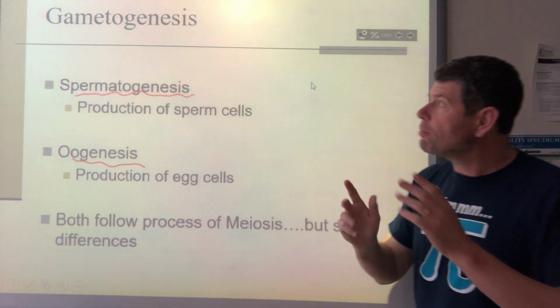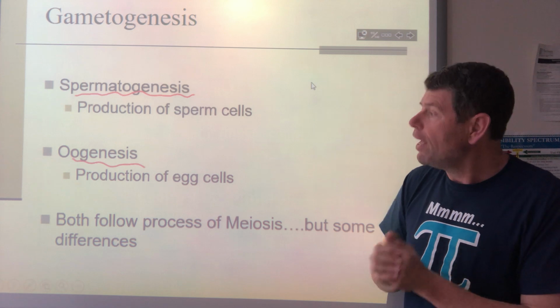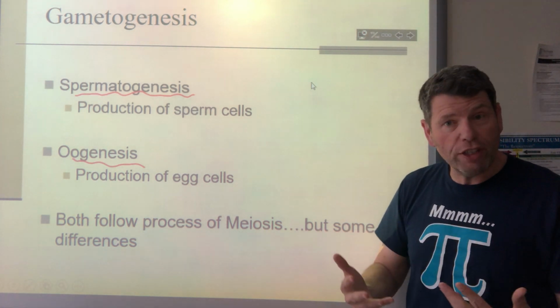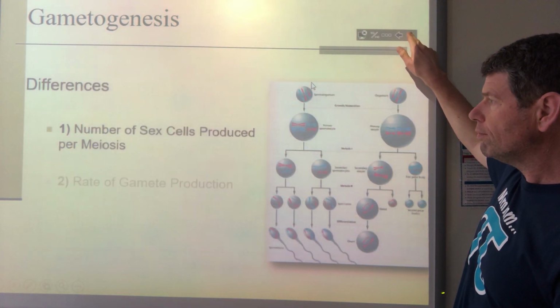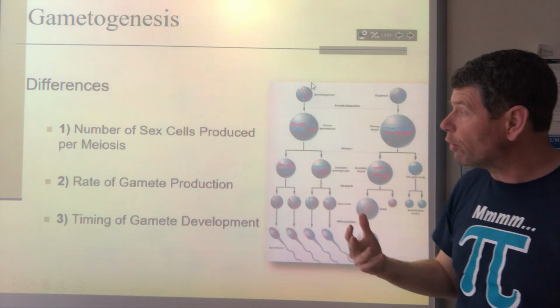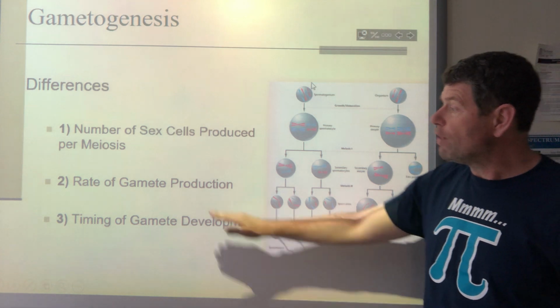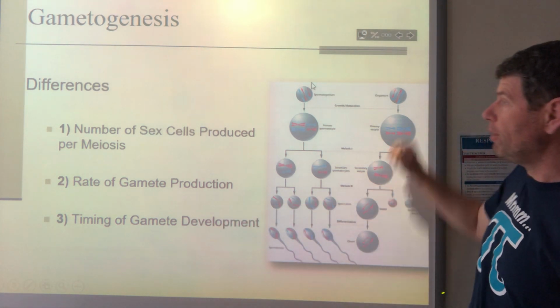The two forms of gametogenesis for humans, of course, are spermatogenesis, the forming of the sperm, and oogenesis, the production of egg cells. We're going to compare these two processes. There's three major differences that we're going to talk about very quickly: the number of cells that are produced, the rate of gamete production, and the timing of the gamete development.